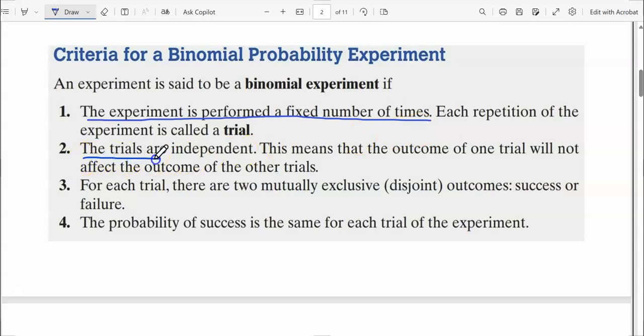The trials have to be independent, which means the outcome of one does not affect the outcome of the other. And there are only two possible outcomes, and they have to be mutually exclusive. We call these outcomes either a success or a failure. And then the probability of a success is going to be the same for each trial.